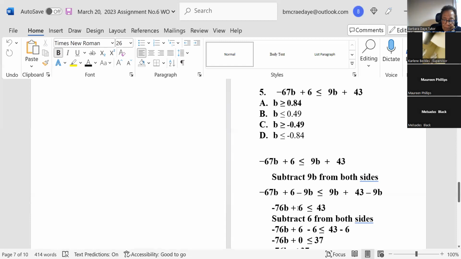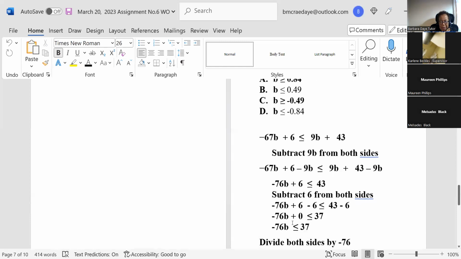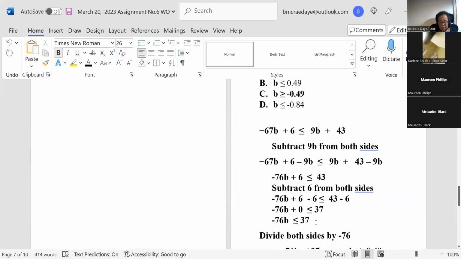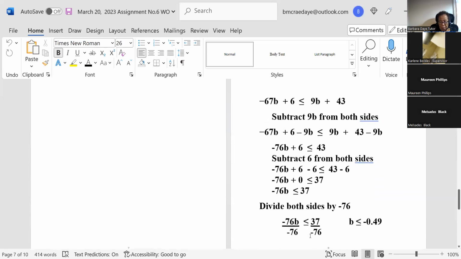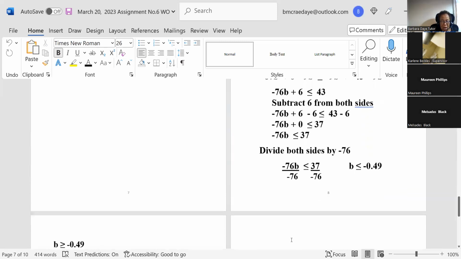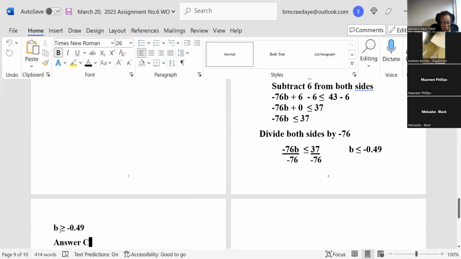Then we want to get the constants together. So we want the 6 on the side with the 43. That means we have to subtract. And 43 minus 6 is 37. Now at this point, that's a multiplication. So to get B, you have to divide out this minus 76 on both sides, okay? And 37 over minus 76 is minus 0.49. But since you divided by a negative, you have to reverse the inequality. Instead of less than or equal, it becomes greater than or equal.